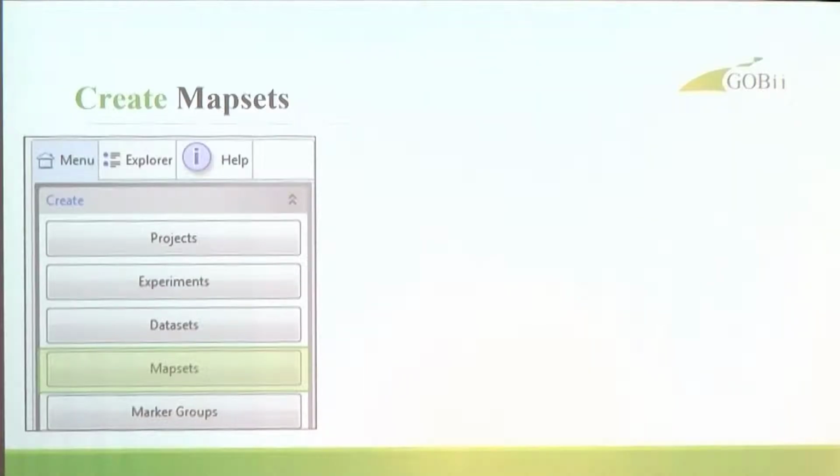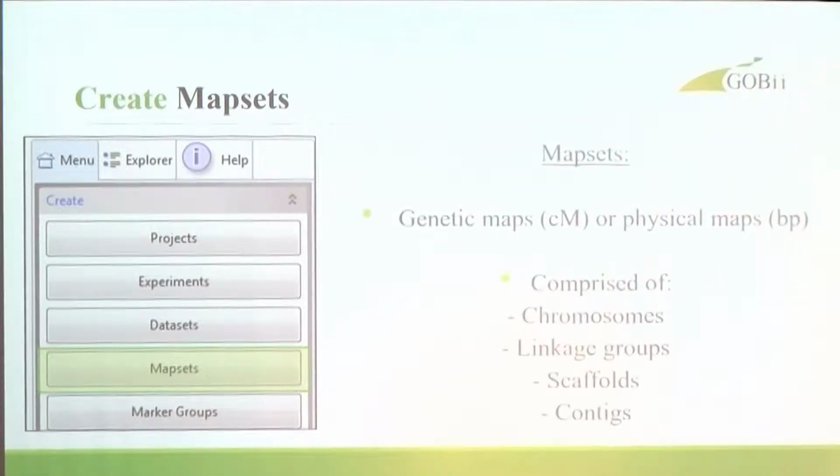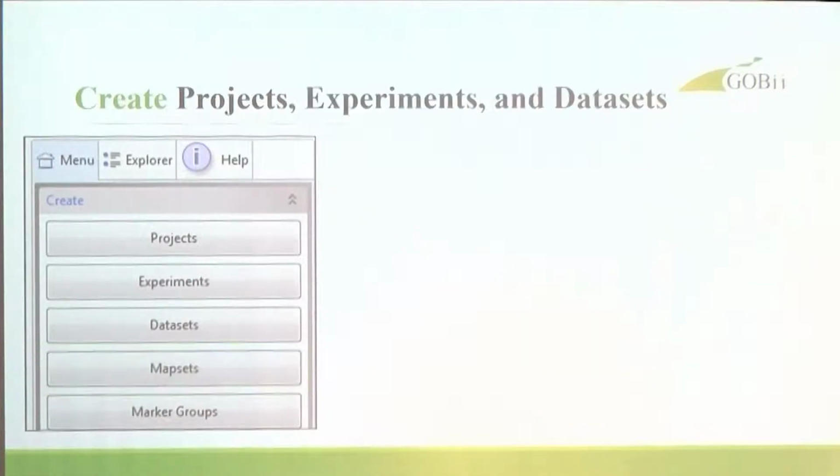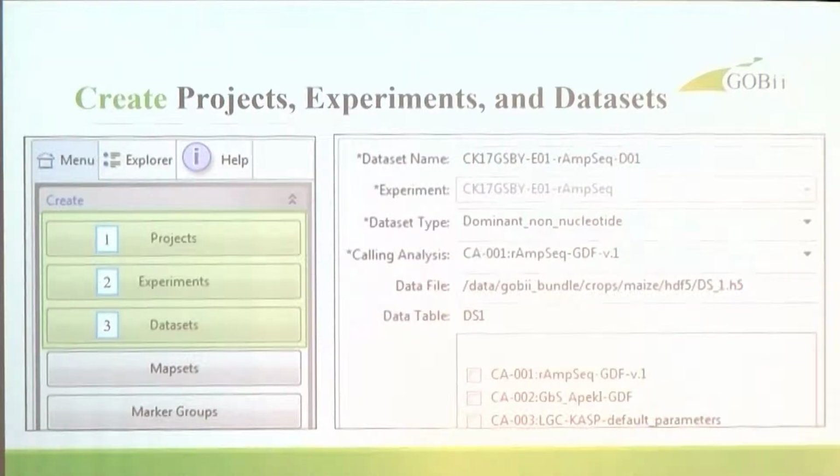In the next pane, the create pane, you can create mapsets, either genetic or physical, which are composed of chromosomes, linkage groups, scaffolds, and contigs. You can create projects, experiments, and data sets. There are some required fields when creating these entities. For example, creating a data set, an experiment, a data set type, and calling analysis are all required fields.